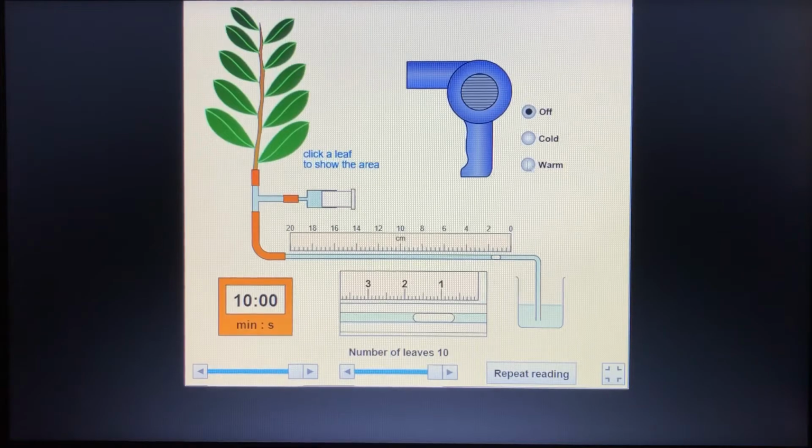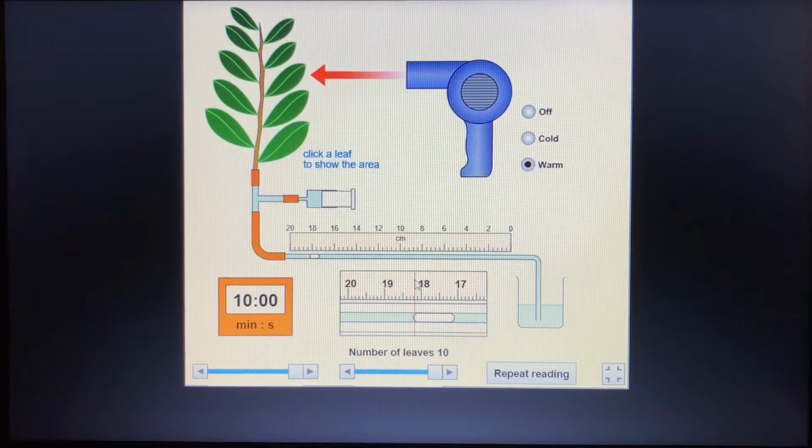Next time I'm going to go for cold air, and my first result after 10 minutes with 10 leaves is 8.8. Repeat reading, 9.2. Repeat reading, 9.1. I use the edge of the bubble, it's called the meniscus, the outer curve, that's the bit we've got to use. And now we'll go for warm air.